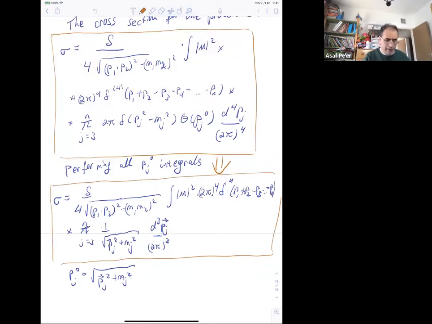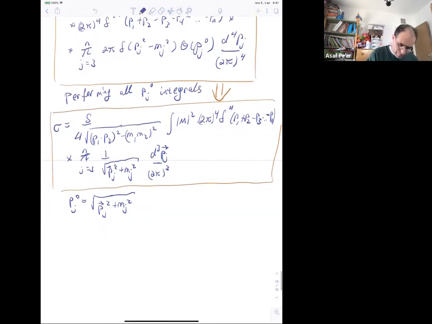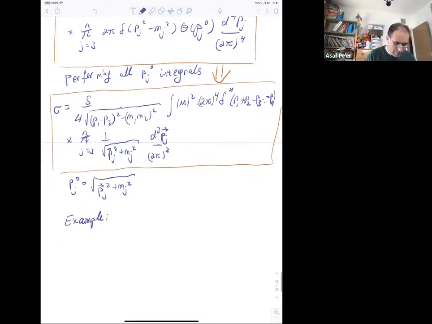Okay, so again, we can take an example, and the simple example is a two-body scattering in the center of mass frame.